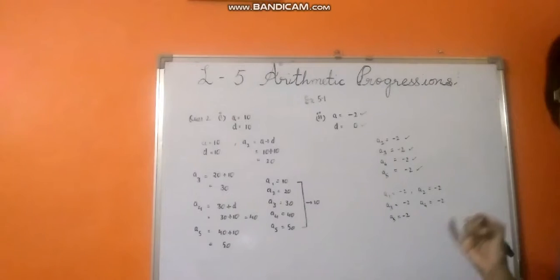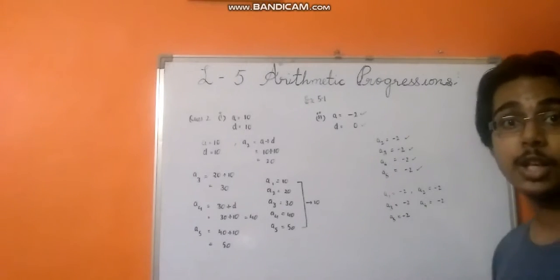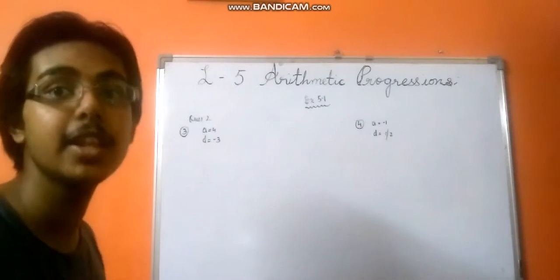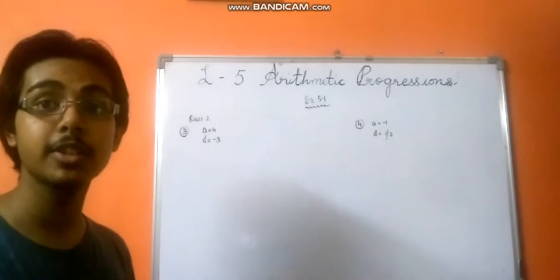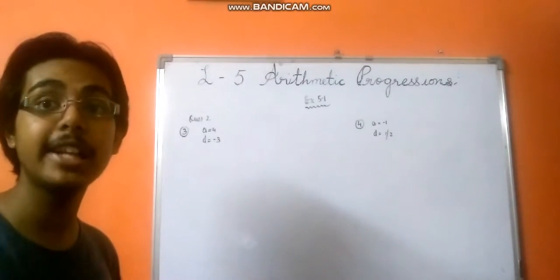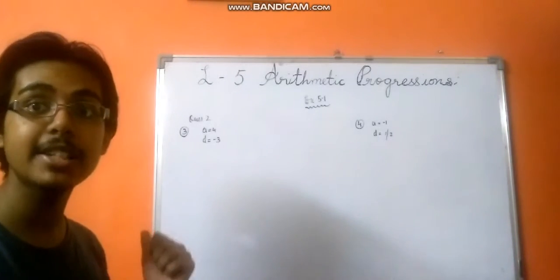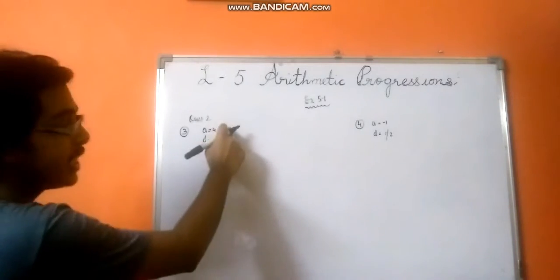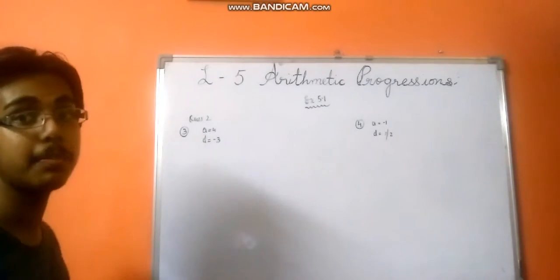So this way we have successfully found out the next 4 terms of this particular arithmetic progression. We are actually doing the NCERT exercise 5.1 question second, where we have to find the next 4 terms of the AP. Now let us have a look at the third question. We are given a, that is the first term, as 4 and d as minus 3.